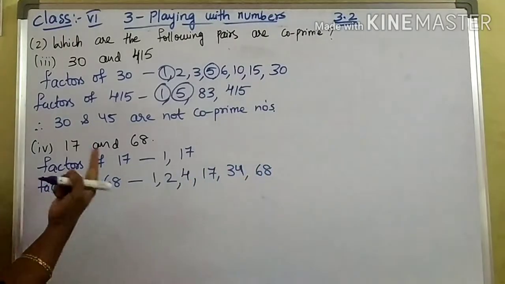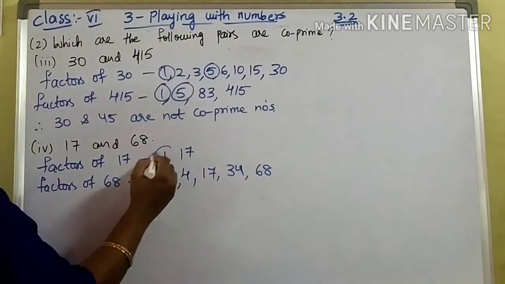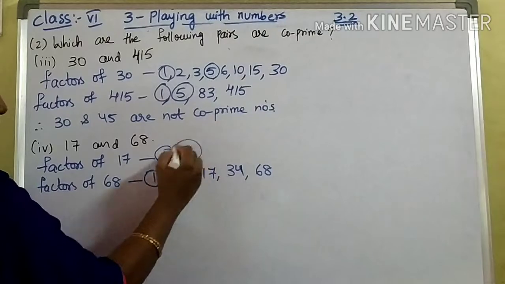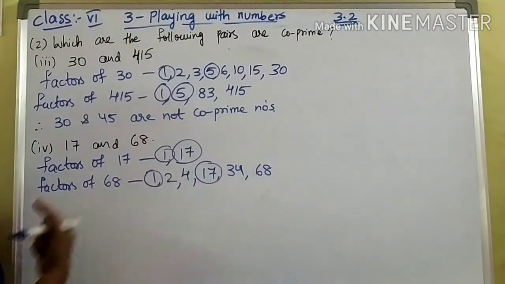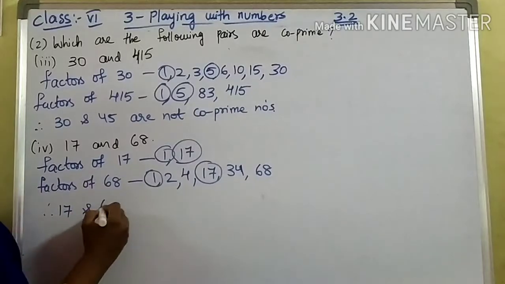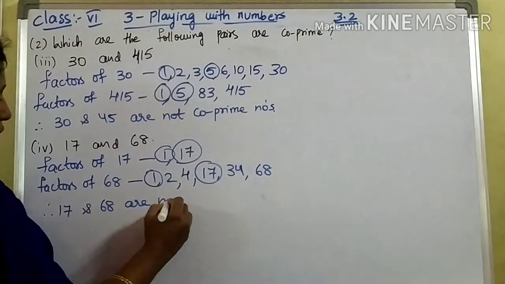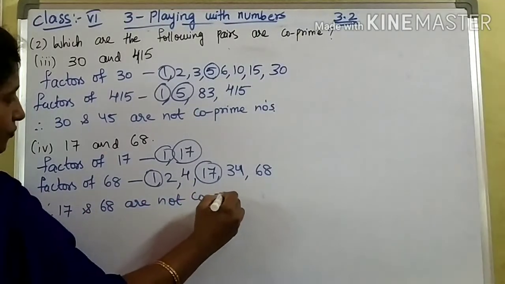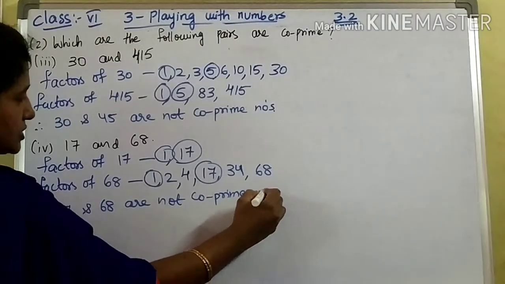If you see the common factors in both, 1 is common and 17 is also common. So two numbers are common factors. Therefore I can say that 17 and 68 are not co-prime numbers.